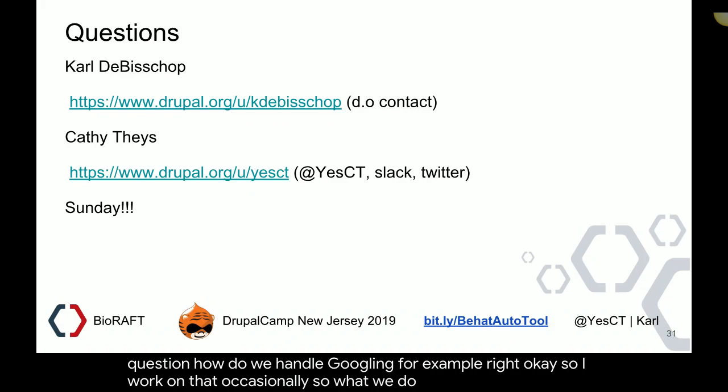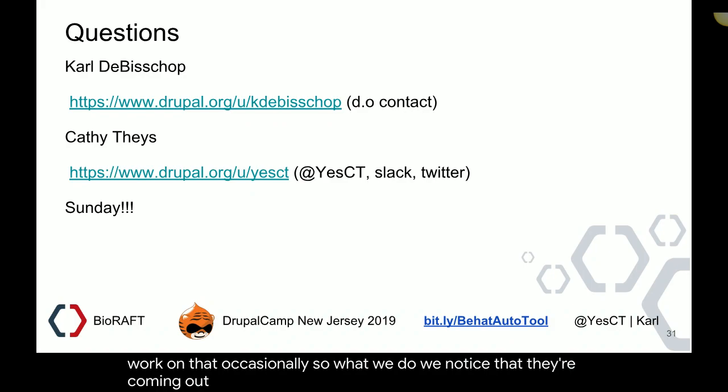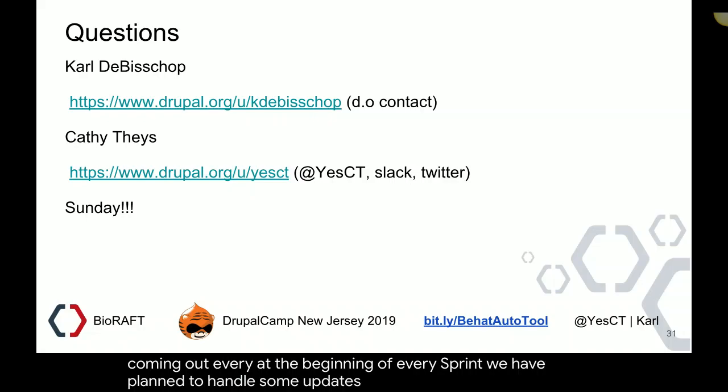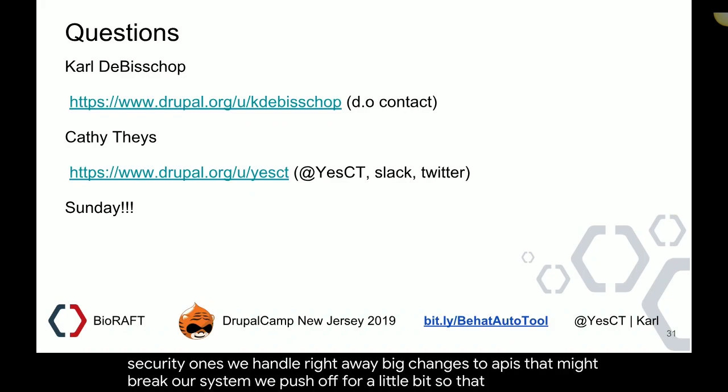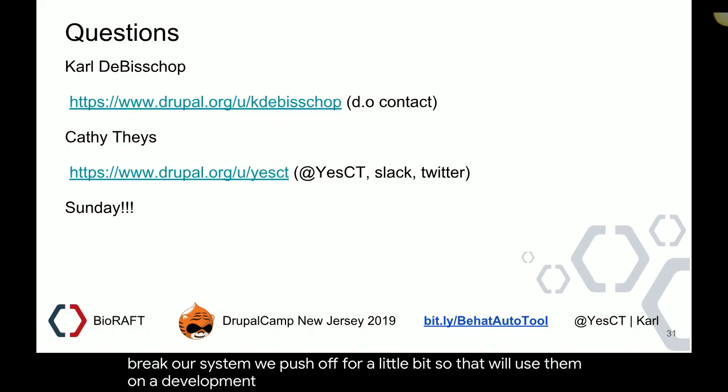So what we do, we notice that they're coming out at the beginning of every sprint. We have planned to handle some updates and some we postpone. Urgent security ones we handle right away. Big changes to APIs that might break our system, we push off for a little bit so that we'll use them on a development branch and make sure they all work before we run them on production.